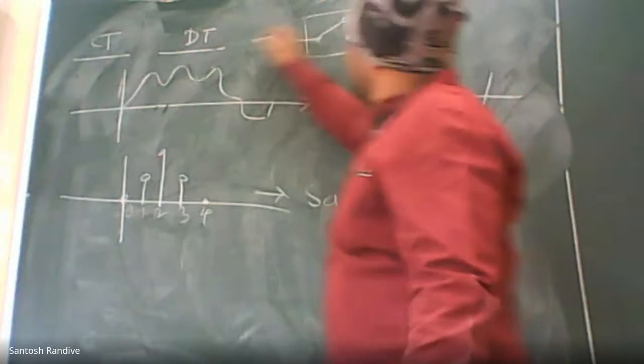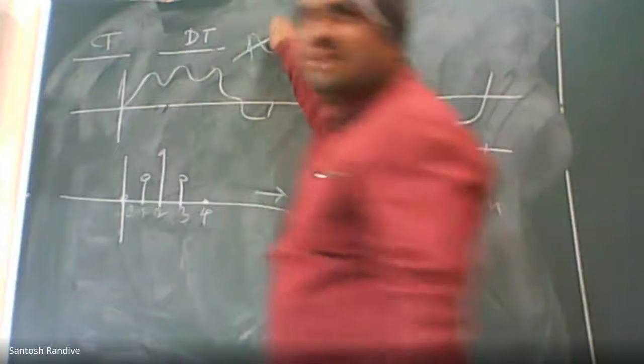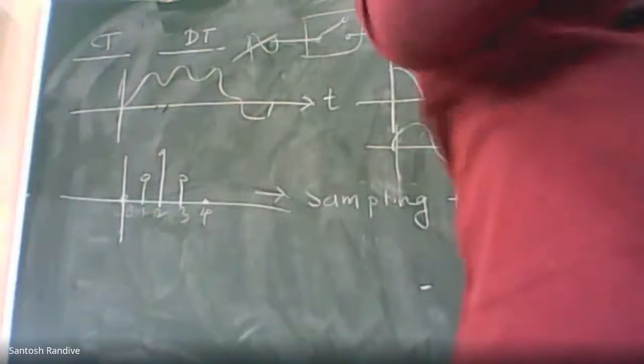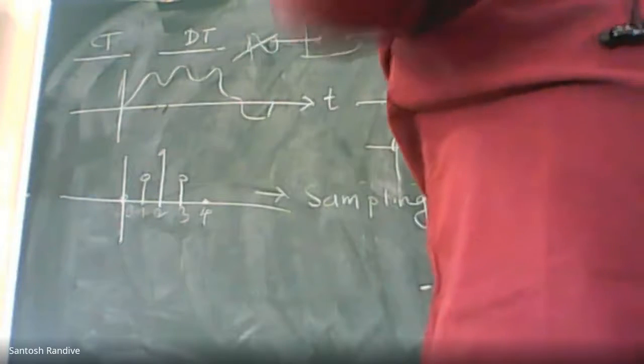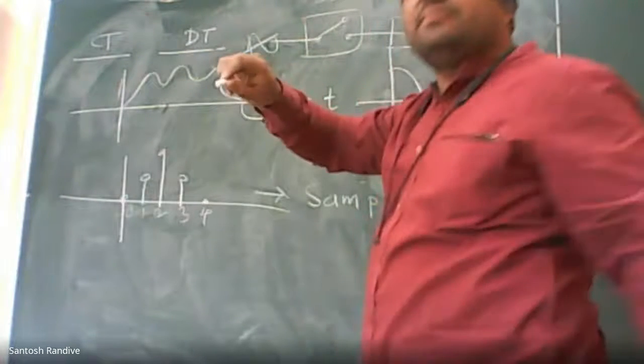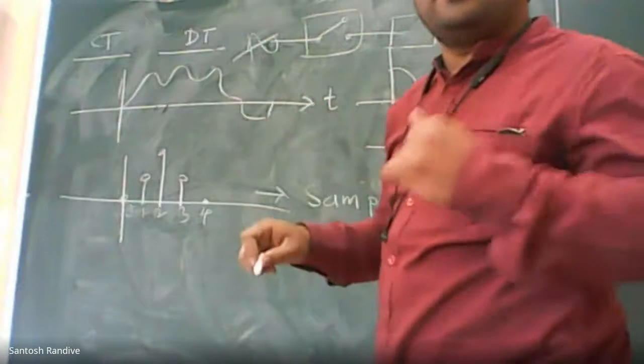Here I gave you an analog signal. The switch will be on, off, on off, on off, on off. So what will it do? It will chop the signal. Second thing, what is the second? After chopping, what do we need? Quantization.